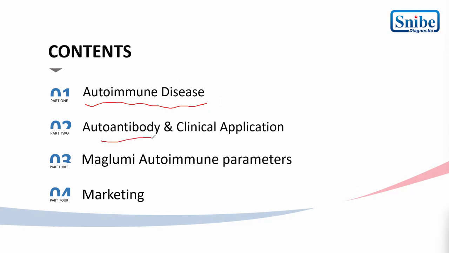The second part will cover autoantibodies and their clinical applications. What are the different diseases, and what are the tests required for them? The third part will cover the McGloomy autoimmune parameters. What are the solutions provided by the SNIBE platform for the autoimmune parameters? As of today, we have 235 analytes available on the McGloomy systems. Before that, around 211 analytes were reported. Assays are available on the McGloomy system, but as of today, we are offering 235.